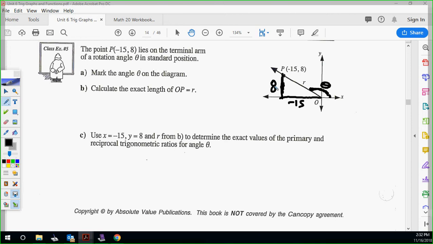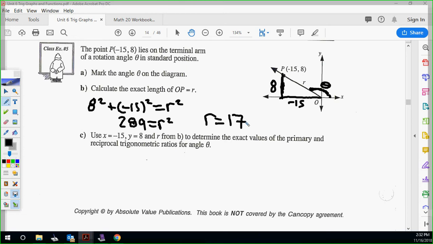So we're going to go 8 squared plus negative 15 squared equals R squared. 64 plus 225 is 289. So R is 17, taking the square root of both sides. And now it wants us to write all the ratios. Now that we have the x, y, and the r, it wants us to write all the ratios.